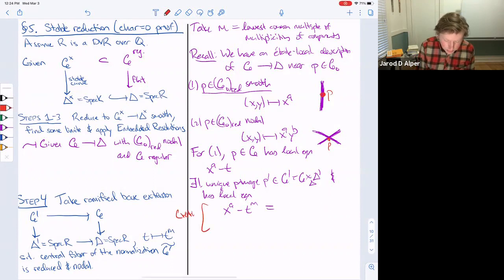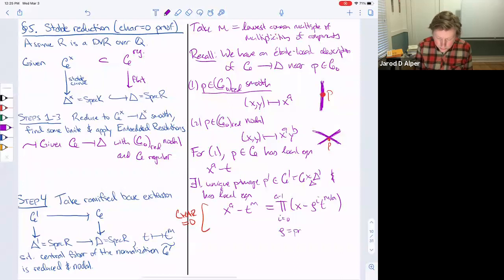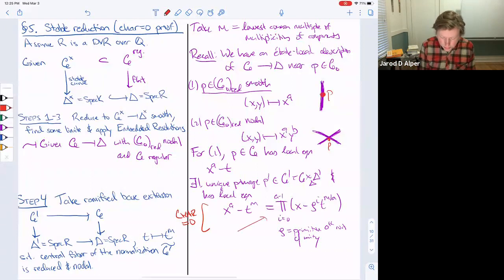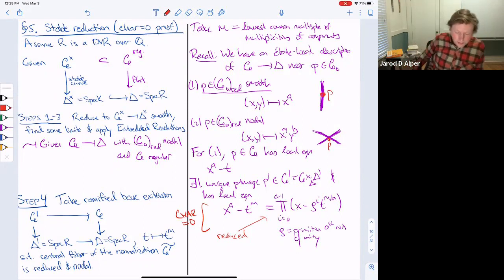Let me highlight this. So we can then factor this, where rho is a primitive A-th root of unity. And what you note is that in characteristic 0, this is reduced. And you also see what happens in characteristic P, right? If your multiplicity of some component is P, and then you take this ramified base change, t goes to t to the P, you're not going to improve the situation, because it's not tamely ramified.